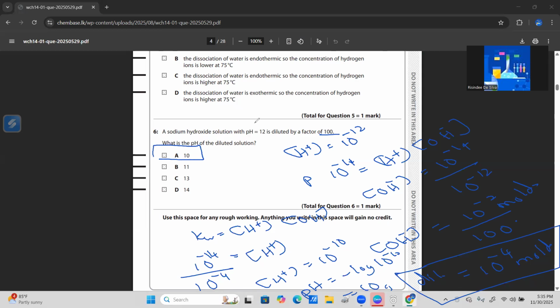So remember that pH is always given for H plus, but this is a basic medium. So we need to find the concentration of OH minus. Then only we need to find the diluted concentration. Then again we need to apply the ionic product of water to find the H plus after the dilution, then the pH.